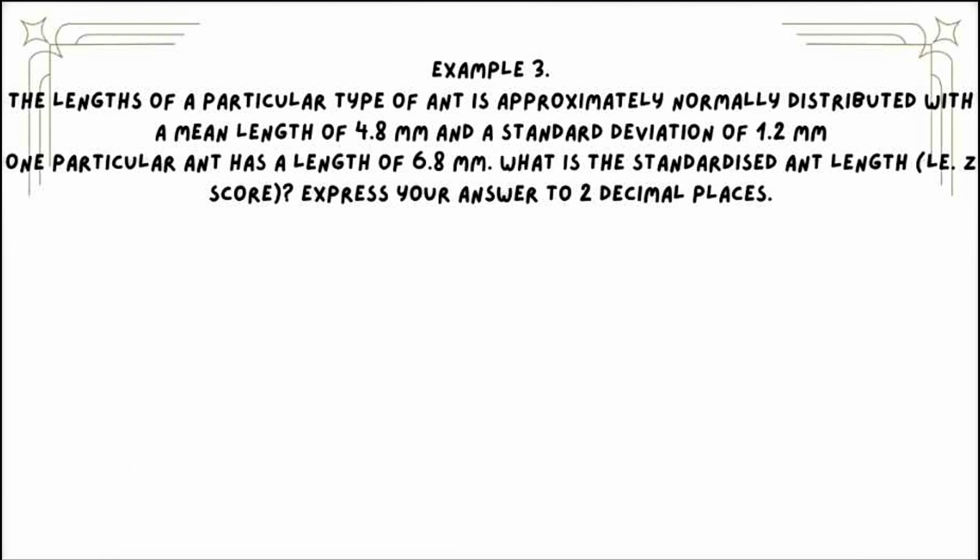Example 3. The length of a particular type of ant is approximately normally distributed with a mean length of 4.8 millimeter and a standard deviation of 1.2 millimeter. One particular ant has a length of 6.8 millimeter.